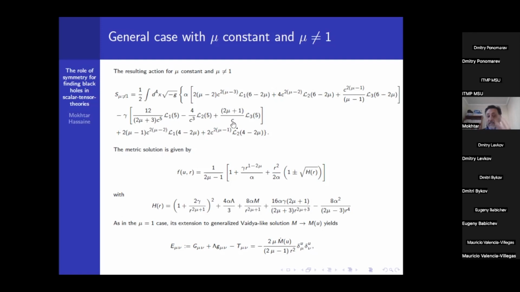In this case, we can reproduce exactly the same. We have a metric solution that is given by this expression. The metric is not asymptotically flat because of this; of course, it's only flat when mu is 1. It's asymptotically flat but does not have the standard Newtonian fall-off because of this mu. Only for mu equal 1 do we have the standard fall-off. And also, as in the mu equal 1 case, this extension to Vaidya-like is exactly the same. I have this stress tensor that is like a pure radiation field that depends on the derivative of the mass.